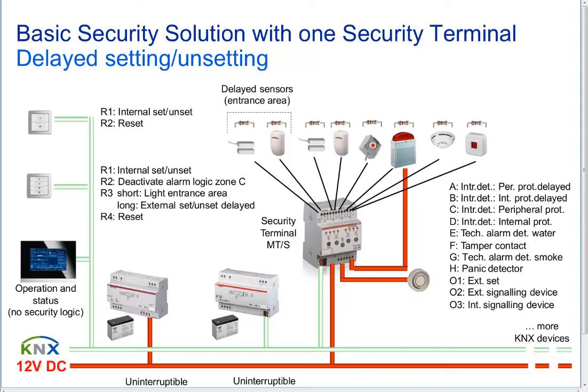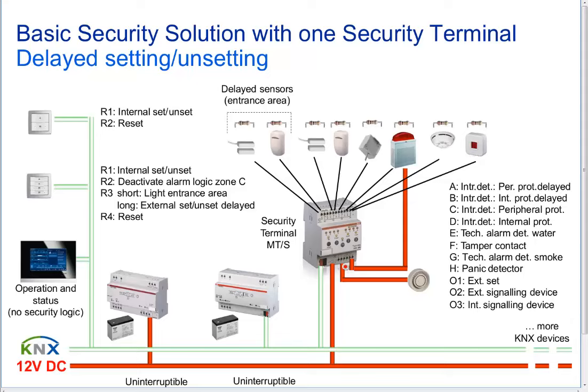On this channel, channel E for example, we have a water detector. Channel F, we have the tamper contact of our siren, our strobe light, which is installed outside the building, so we have to monitor maybe if someone opens the housing or cuts the cable, and then we have to make an alarm. Here again a technical sensor like a smoke detector, and here in the last one, at channel number H, we have our panic detector. So in case of emergency we can press here the button and we can send a panic alarm to our KNX world.